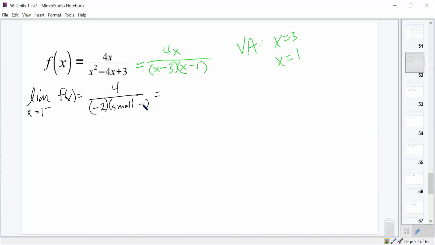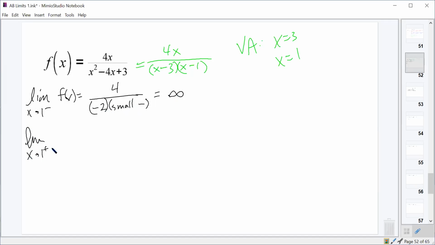The negatives cancel out, right? Makes it a positive. Positive infinity. Large positive number. Right, should be a large positive number, right? The very small number down here, even if I multiply it by 2, is still a very small positive number, and 4 divided by a very small positive is infinity. Everybody good with that?